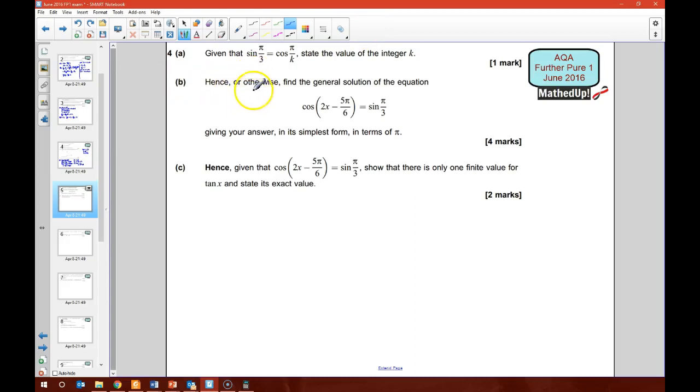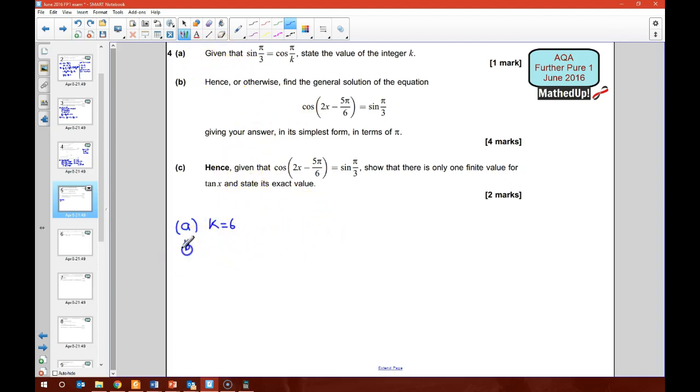Question 4. Given that the sine of pi over 3 is equal to the cosine of pi over k, we need to state the value of the integer k. So we know that the sine of pi over 3 is root 3 over 2. So we should also know that the cosine of pi over 6 is root 3 over 2. So therefore k is equal to 6. If you are unsure, you can use your calculator to work that out.